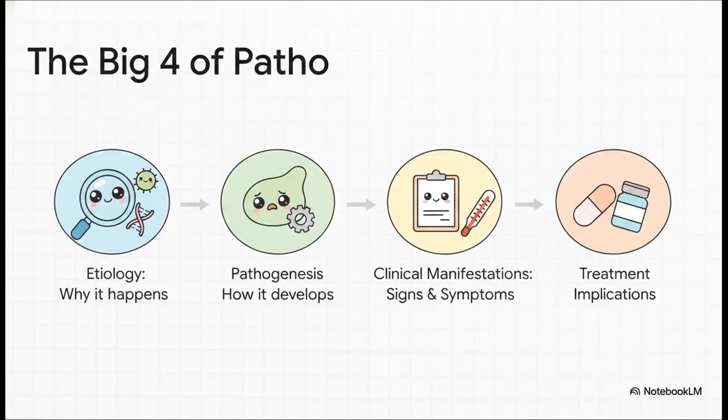Okay, the absolute crucial starting point is remembering this exact sequence. It's the big four. Whenever you look at a new disease, ask yourself, first, etiology. Basically, why is this happening? Is it a genetic glitch or maybe something environmental? Next is pathogenesis. How exactly does that initial trigger mess with the cells over time? Third, clinical manifestations. What do you actually see when the patient walks into the room? And finally, all those earlier steps literally dictate the fourth pillar, which is your treatment implications. Fix the why and the how, and you know exactly what to do for treatment.